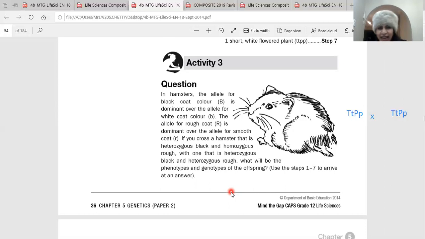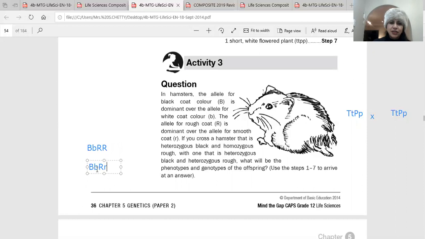If you cross a hamster that is heterozygous black and homozygous rough, let's look at it. Heterozygous black, 2 different alleles, can only be one thing, isn't that so? Black is dominant, heterozygous. And homozygous rough, which is dominant, there's only one way to show homozygous. There we go. So that's one parent. If you cross that parent with one that is heterozygous black and heterozygous rough, we should know black and rough are dominant. So that is one parent, that is another parent, if you cross them now.